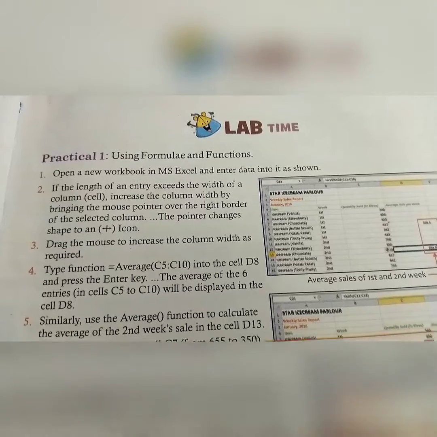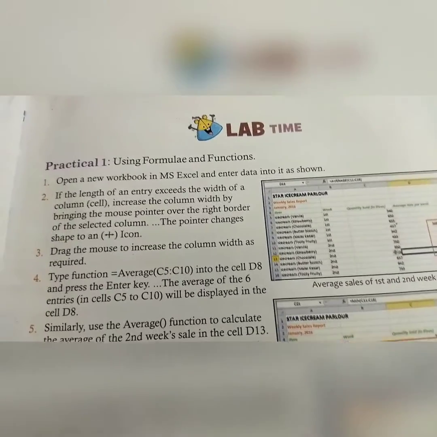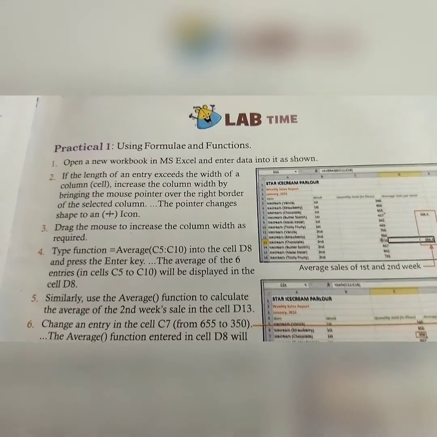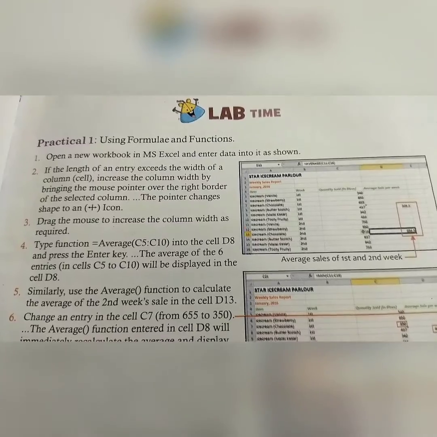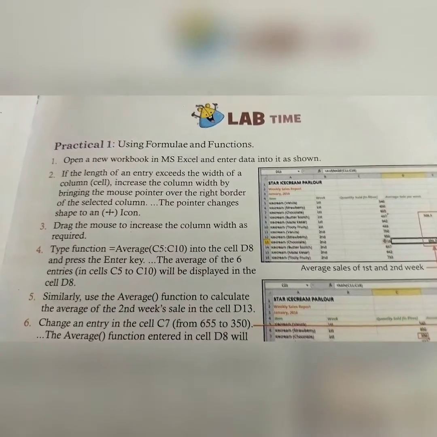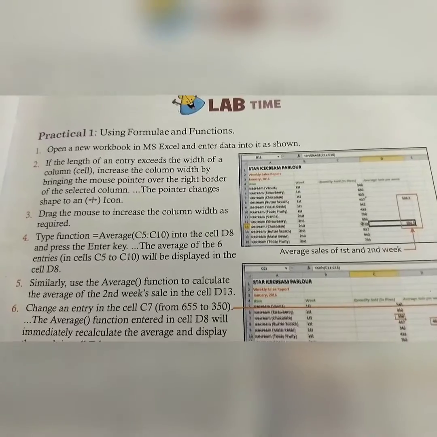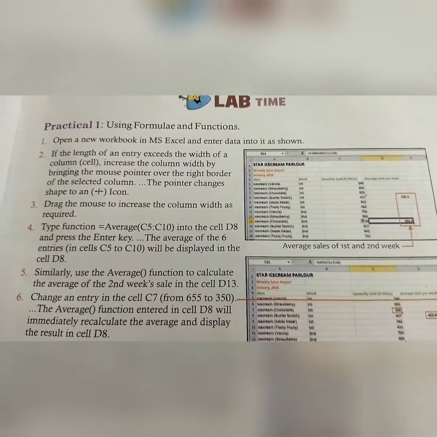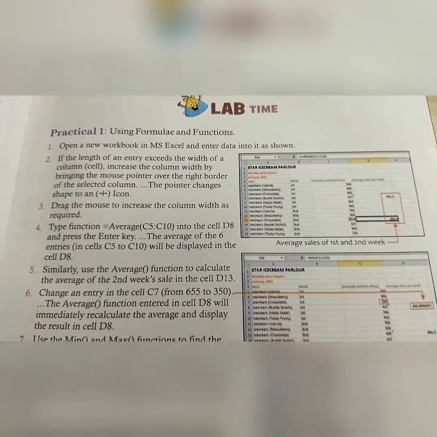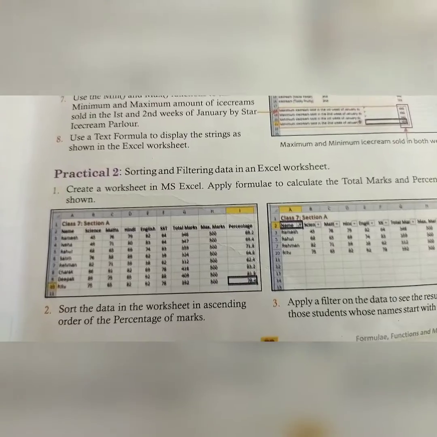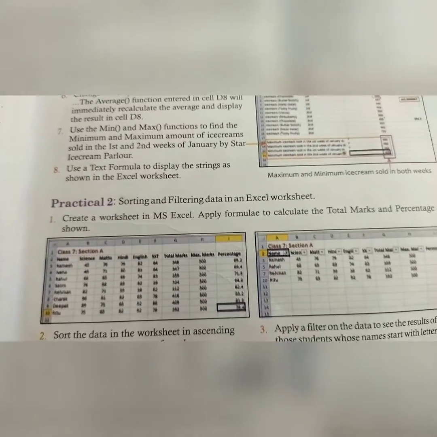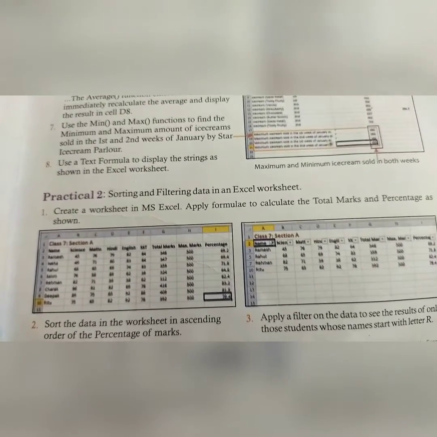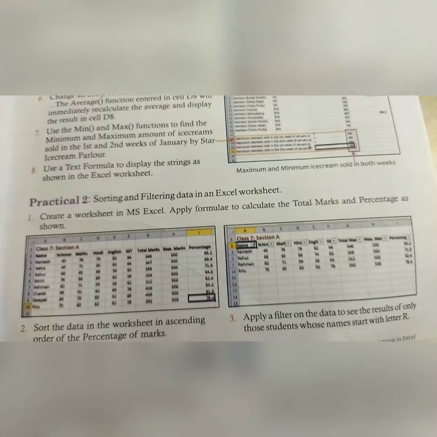Next students, let's discuss this lab time activity. This is your practical number 1 for using formula and functions. You can see in this practical how to use MS Excel formulas. First of all, create a new worksheet, then apply all these formulas, like the average score of the first and second week. Follow all these steps and practice it. In practical number 2, define the sorting and filtering of data in an MS Excel worksheet. Apply the features of sorting to create a worksheet in MS Excel.